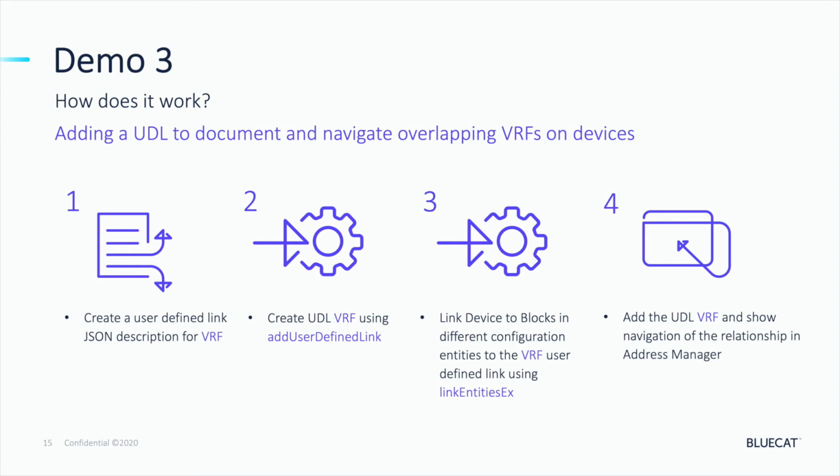We will, like the prior demos, create a new JSON link description, this time called VRF, which links devices to IPv4 blocks. We'll initialize the link type using the Add User Defined Link API, and then link our device to the IPv4 blocks in different configurations. Finally, we'll take a look at this relationship in the Address Manager.